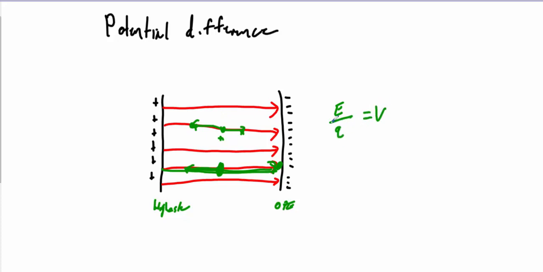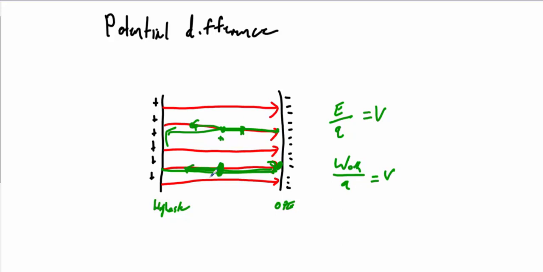Now, the other way you can think about this is you can think about it as the work required to move a charge. So the work done to move a charge through this electric field, divided by the charge, is equal to the voltage. So also work divided by Q is equal to V for voltage.